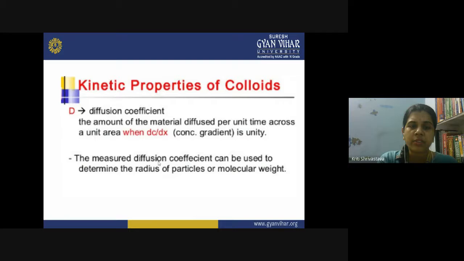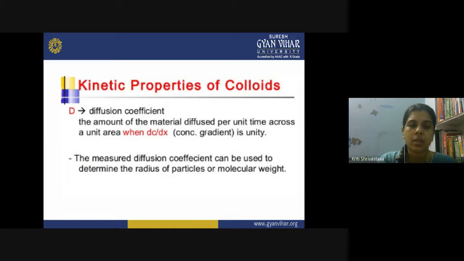The measured diffusion coefficient can be used to determine the radius of the particle or the molecular weight. So this property of colloids is very important, and when you apply Fick's law to this phenomenon, you can calculate the radius of the colloidal particle, and even the molecular weight of the colloidal particle.